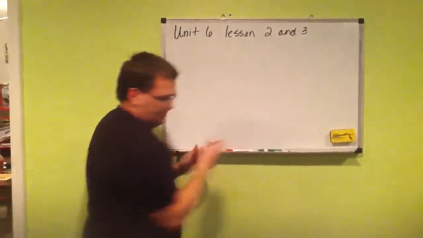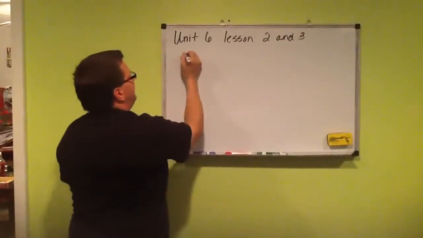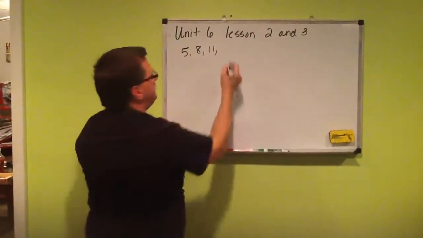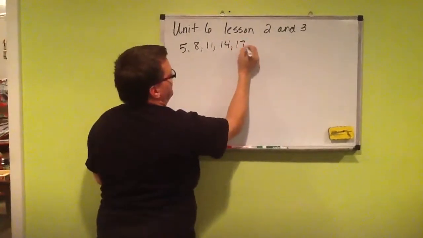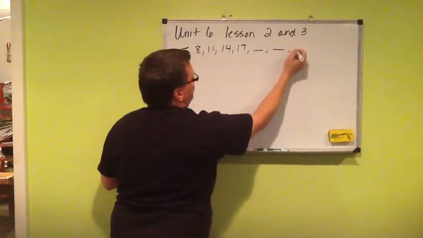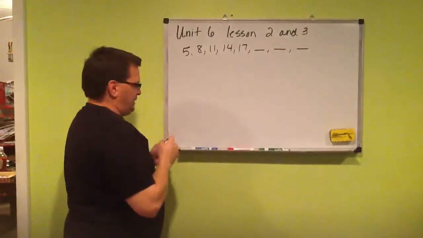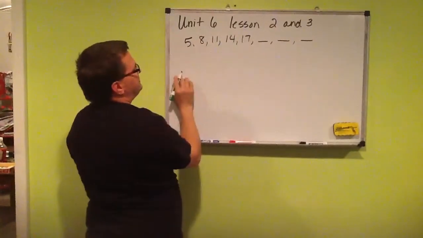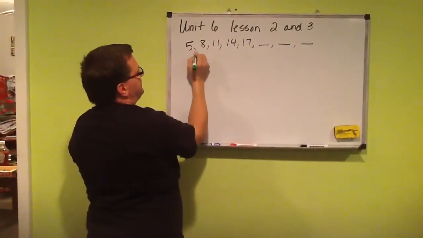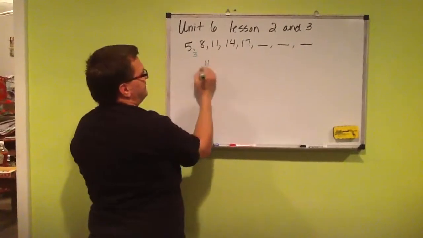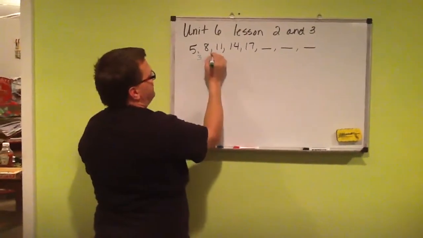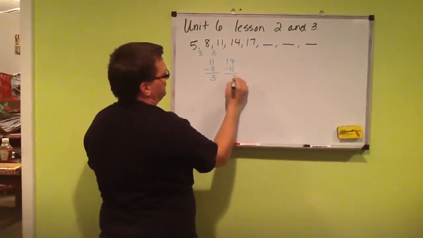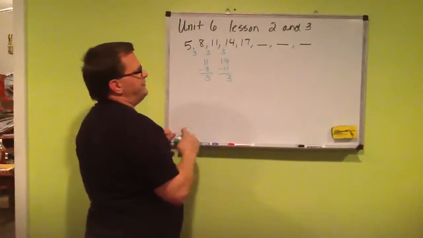So on page 189, we're going to be doing 5, 8, 11, 14, and 17. And then it has these blanks in here and so on. And what you have to think here is, okay, first of all, you have to notice the pattern. 8 minus 5 is 3. 11 minus 8, again, is 3. 14 minus 11, 4 minus 1 is 3. So you can see the pattern is 3 every time.